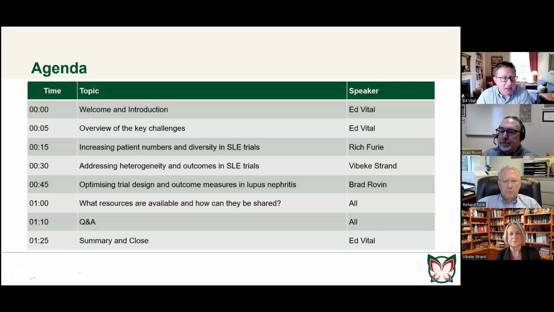And here's the agenda. I'll be giving the overview of the key challenges, and then we'll go to talks on increasing patient numbers and diversity with Professor Furie, heterogeneity and outcomes in trials with Professor Strand, and optimizing trial design and outcome measures in lupus nephritis. And then at the end, we'll all come together to discuss the resources and the questions.